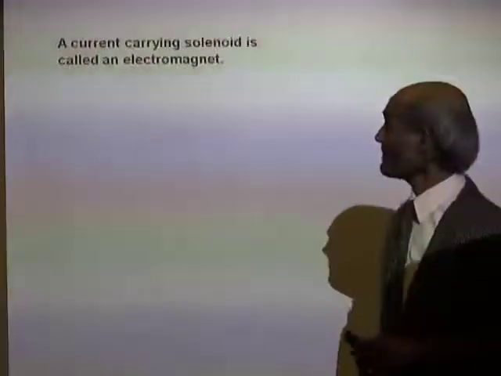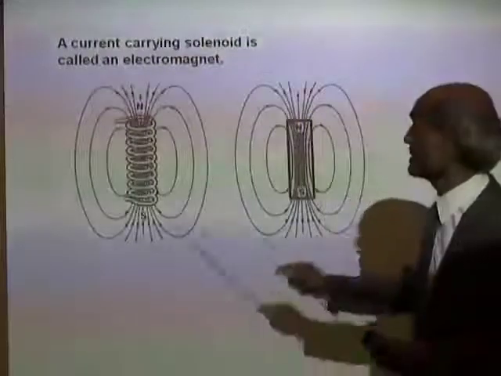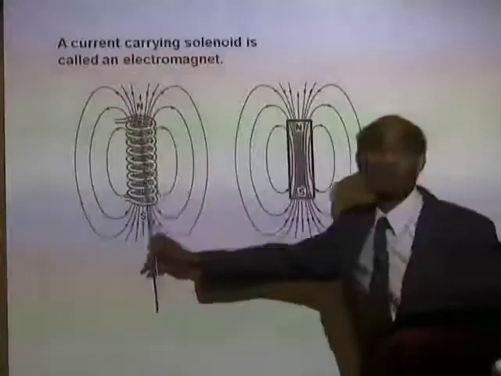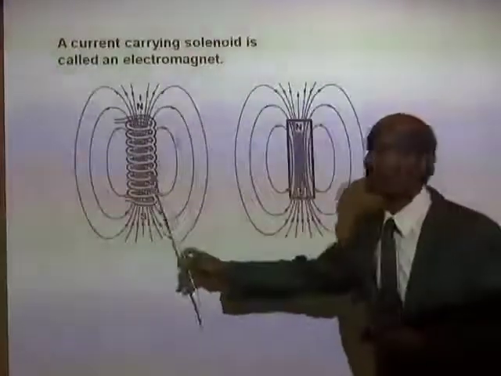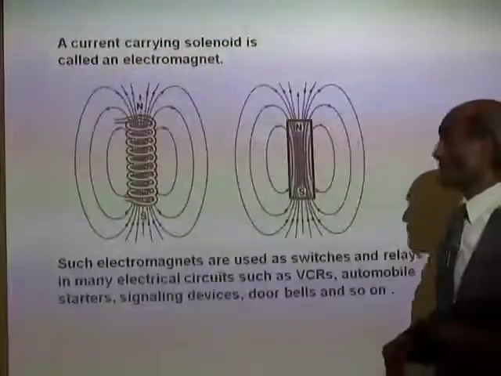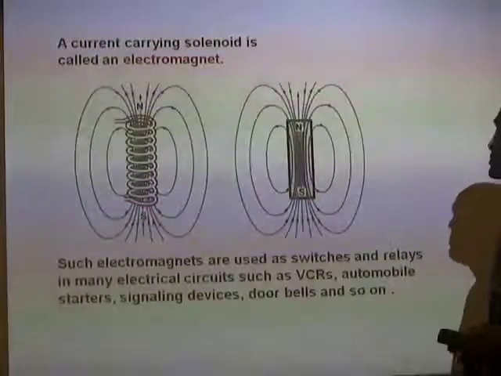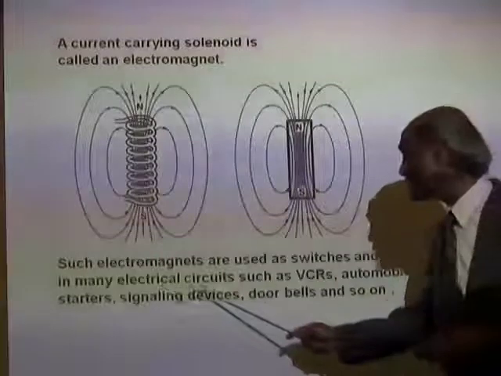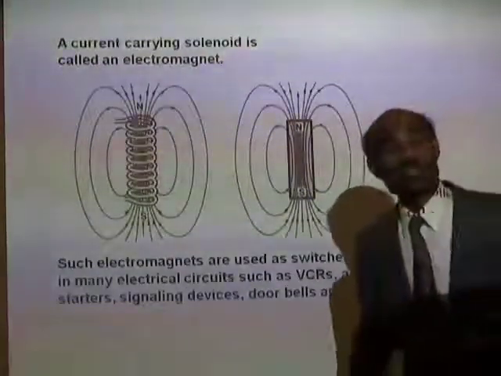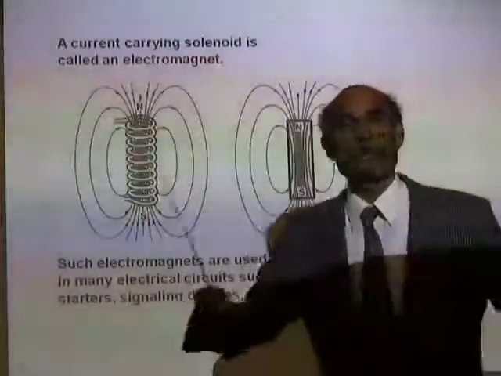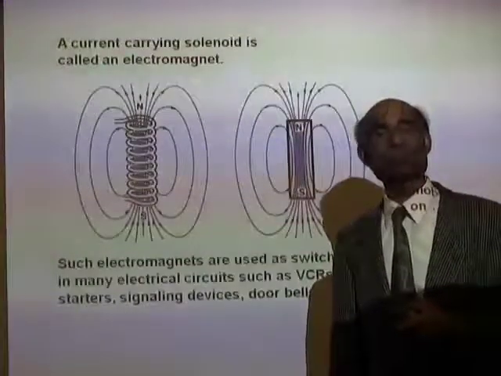Okay. A current carrying solenoid is actually an electromagnet. You can see this is an electromagnet, which is a solenoid, and this is a bar magnet, and look at the similarity. They are both almost the same. And such electromagnets are used as switches and relays in many electrical circuits, such as VCRs, automobile starters. You can see in all such electrical devices, these electromagnets play a very important role.